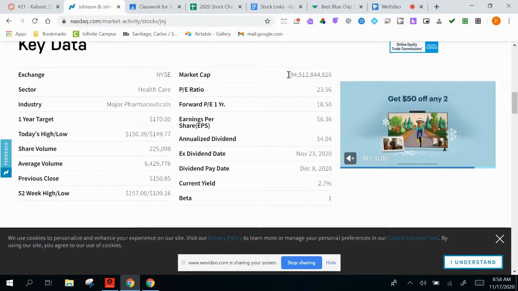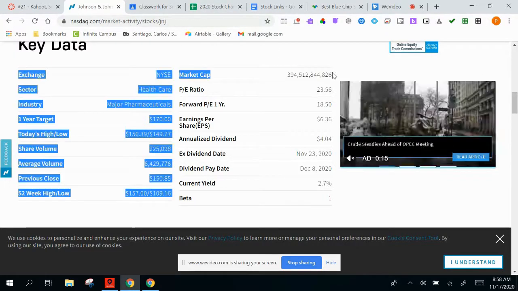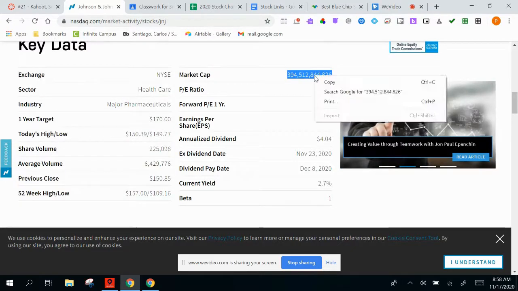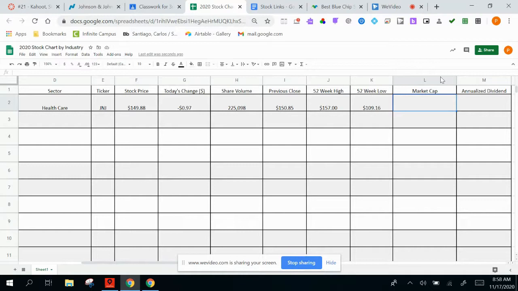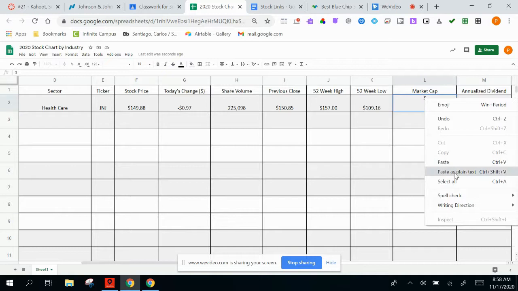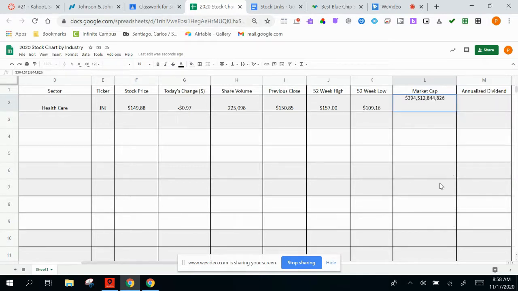Here's a little trick sometimes. This doesn't work as well with Google Forms, but I'm going to try it. I'm going to try to copy. Let's put my $ sign in here. Right click. Paste as plain text. There we go. That worked. Paste as plain text worked out well. $394 billion. Crazy. It's a lot of cash.